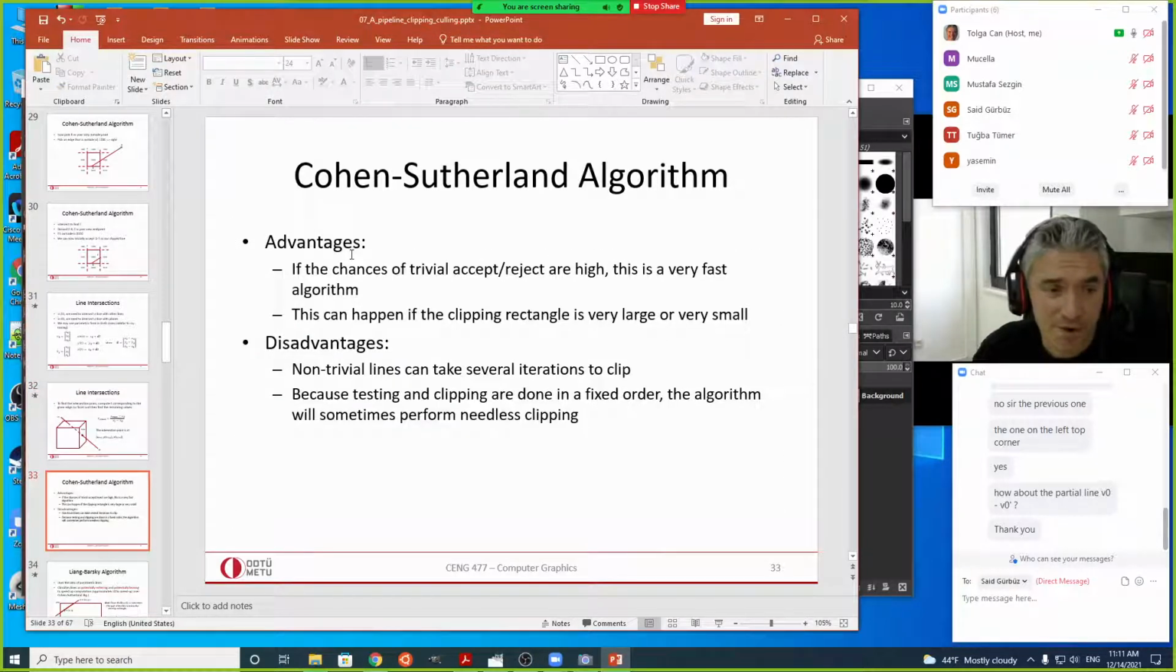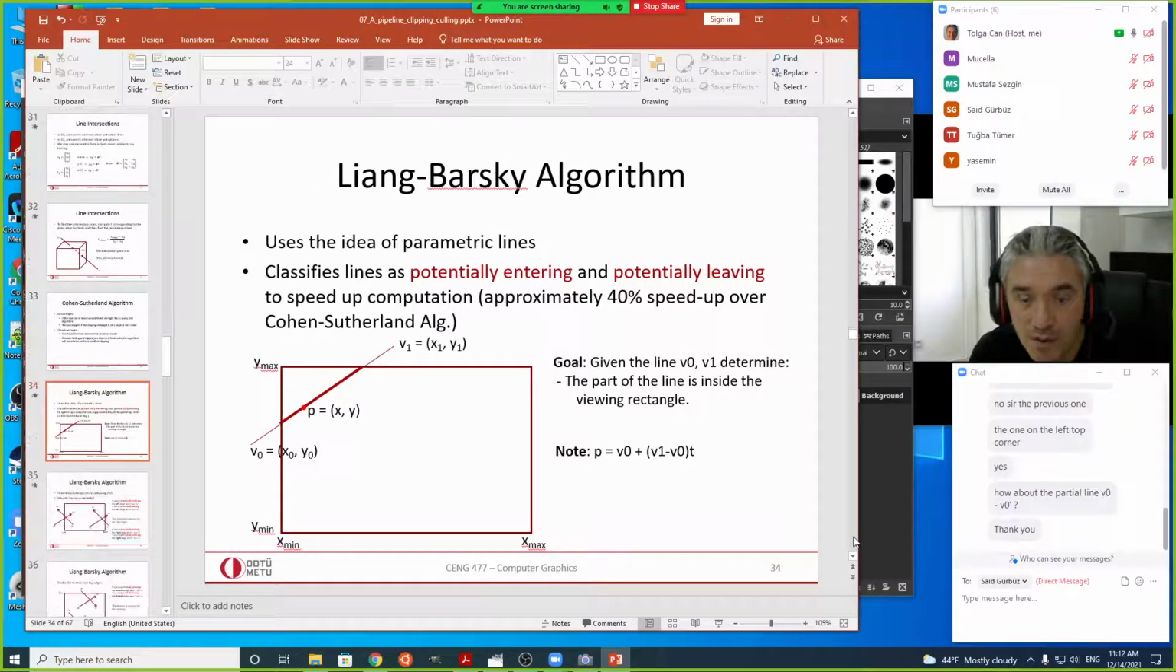Yeah, so the summary of the Cohen-Sutherland algorithm: it has a lot of advantages. If trivial accept and trivial reject cases are high in your scene, it's a very fast algorithm. But it has some disadvantages. Non-trivial lines can take too long to clip. You do it iteratively, in a number of steps. And since testing and clipping are done in a fixed order, the algorithm sometimes performs needless clipping, making it a little bit slower in these cases.